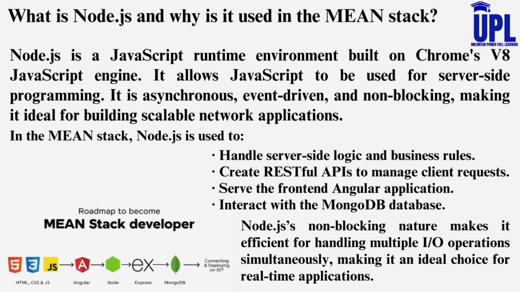In the MEAN stack, Node.js is used to handle server-side logic and business rules, create RESTful APIs to manage client requests, serve the front-end Angular application, and interact with the MongoDB database. Node.js's non-blocking nature makes it efficient for handling multiple I/O operations simultaneously, making it an ideal choice for real-time applications.